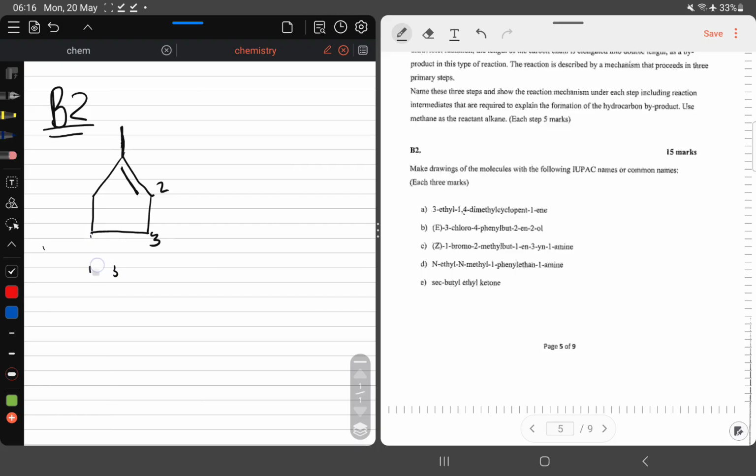So we have 1 coming in, then we have the other one doing this, coming out of there. And then what do we have? So this is position 1 and position 4. Then we have a 3 ethyl. So on number 3, we have an ethyl. So we can make it have 2 things like this.